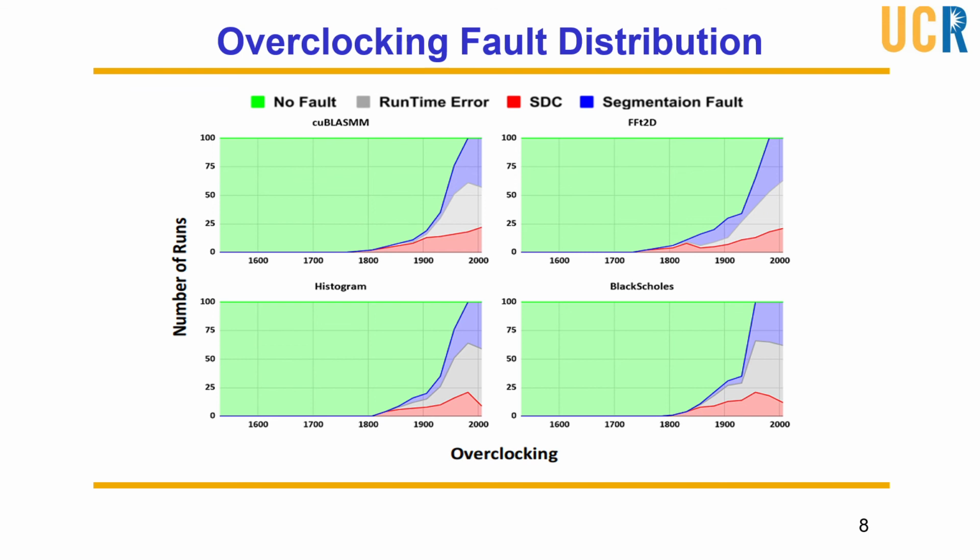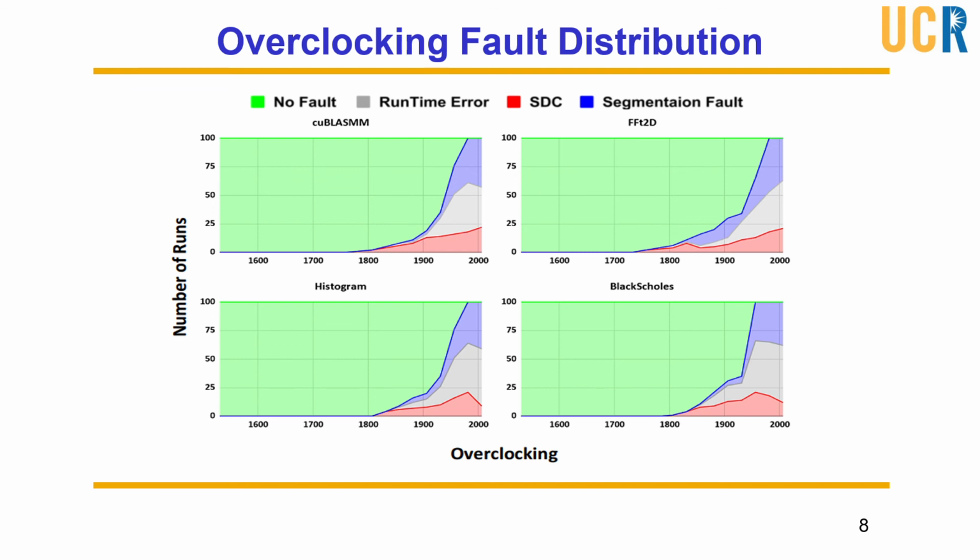SDC refers to when a program finishes its execution normally without any error messages, however producing a wrong result. These errors can simply be detected by comparing the results against the golden output. CUDA runtime errors, including segmentation faults and driver faults, are detected through standard error output. An OS crash happens when the overclocking level is beyond the safe maximum frequency.